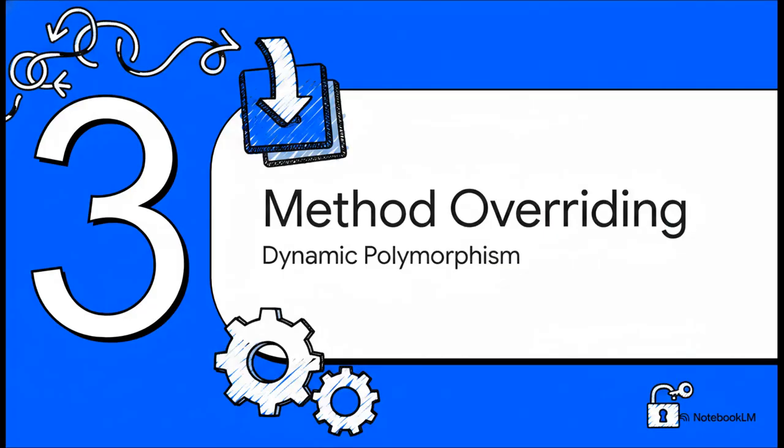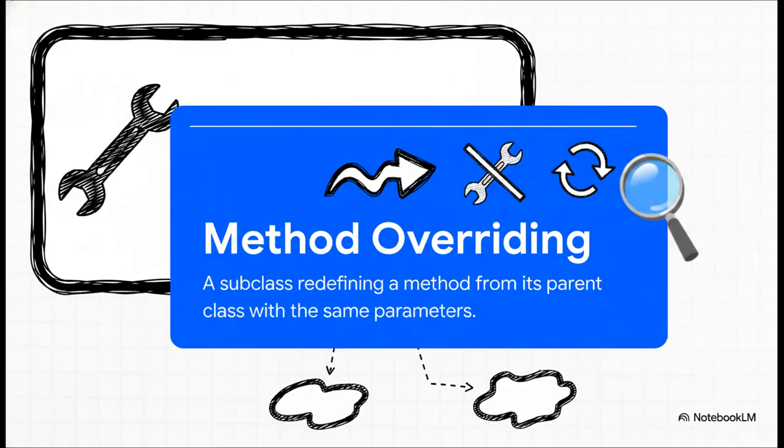Okay, let's pivot to section 3, method overriding. Method overriding, which is also known as dynamic polymorphism, is a whole different beast. This is what happens when a subclass or a child class takes a method it inherited from its parent class and just completely rewrites how it behaves. And unlike overloading, which is figured out when the code compiles, overriding is resolved dynamically at runtime based on the actual object you're using at that exact moment.